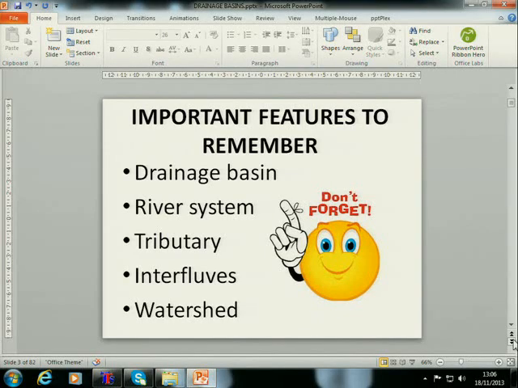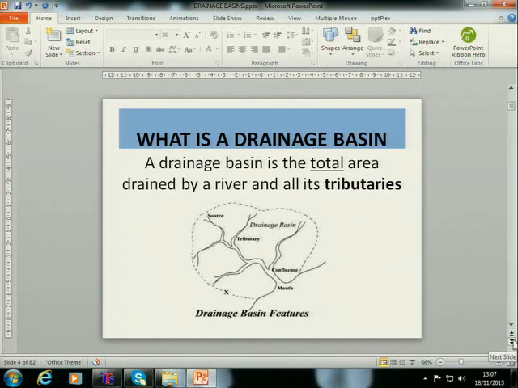Right, let's start. The very first thing that you must remember when we do drainage basins are the following. There are certain features that we will cover as we go along, and please make sure that you do understand all the meanings of the following. You must know what a drainage basin is, a river system, a tributary, an interfluve, and a watershed.